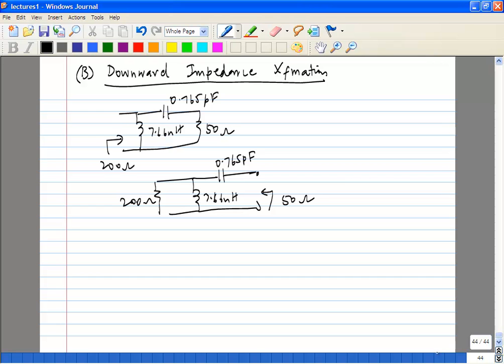Now let's find out what equations you would use. They'll be very similar to the ones we designed. So let's say you had, sorry, this should be 200 ohms.